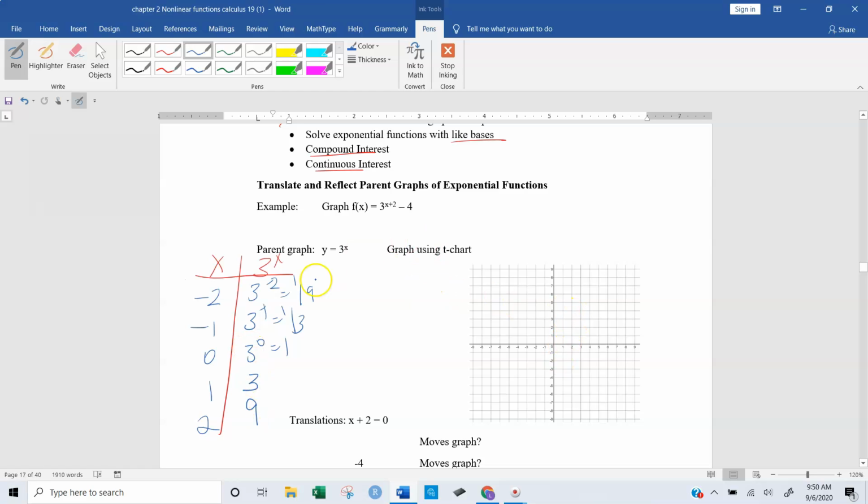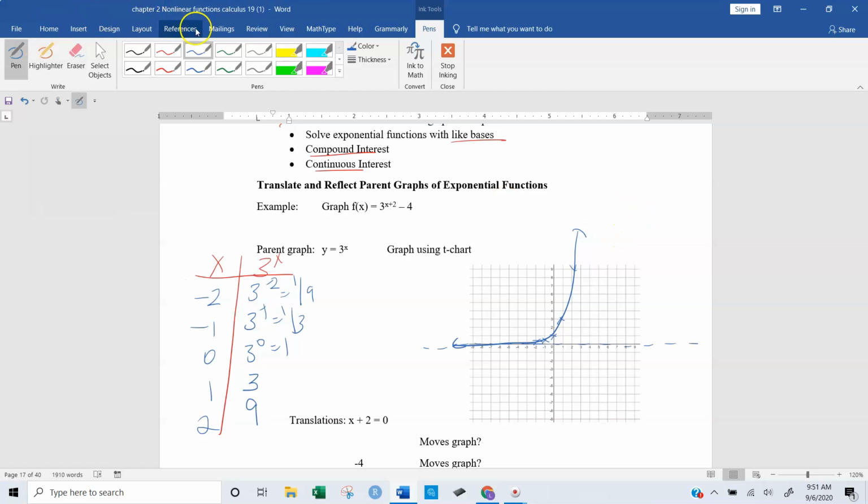Now, when you look at this, our negatives, no matter how negative they get, will never get to 0. So I know we have a horizontal asymptote at 0. Now let's graph these points. -2 is 1/9, 1/3, 1, 3, and 9. So this is my parent graph that we're going to graph here.